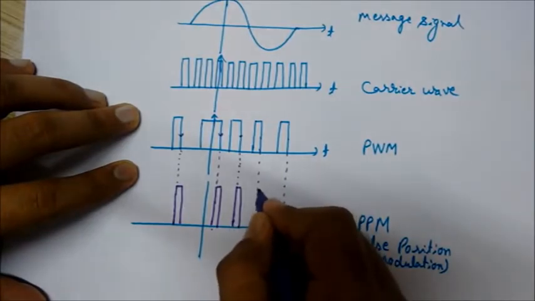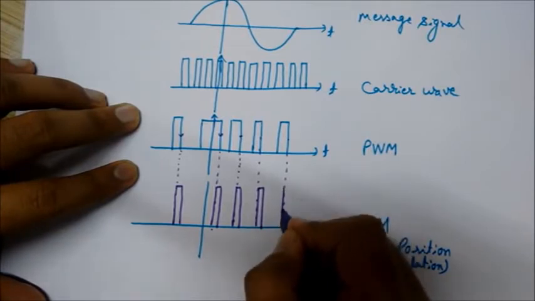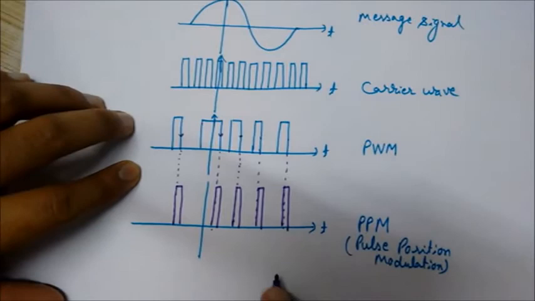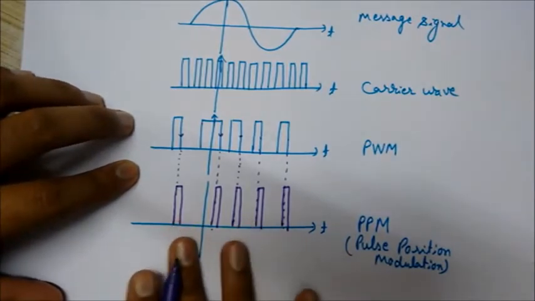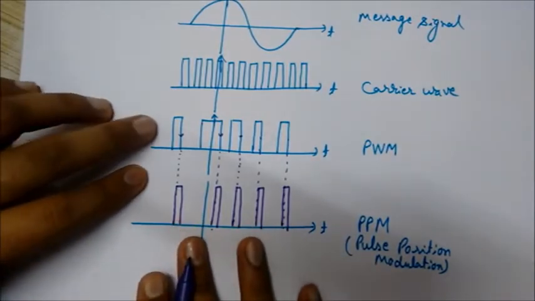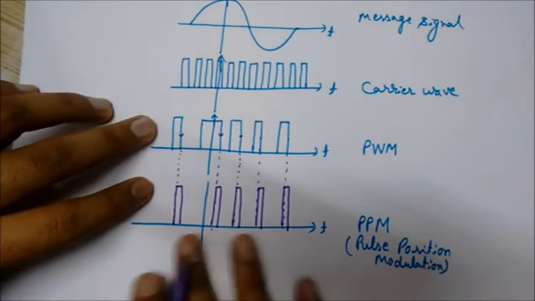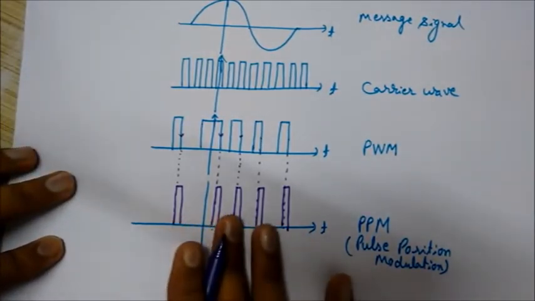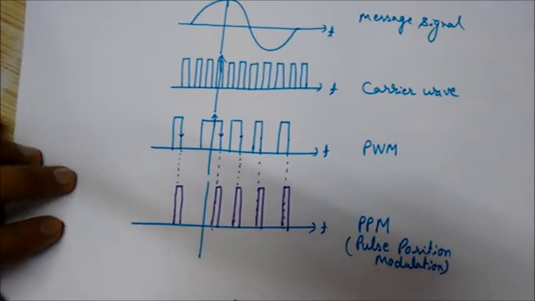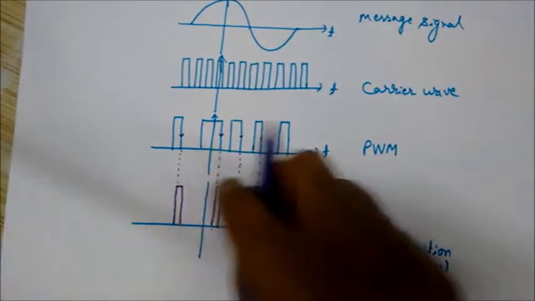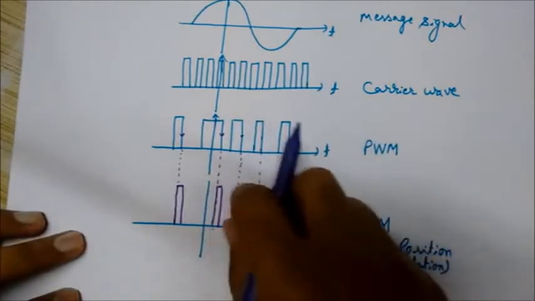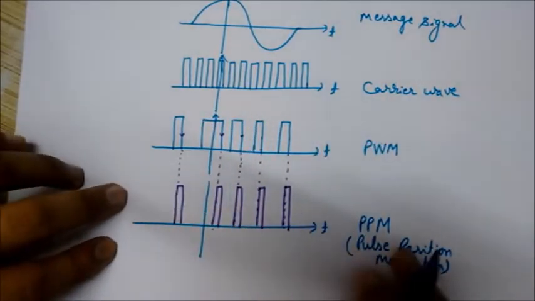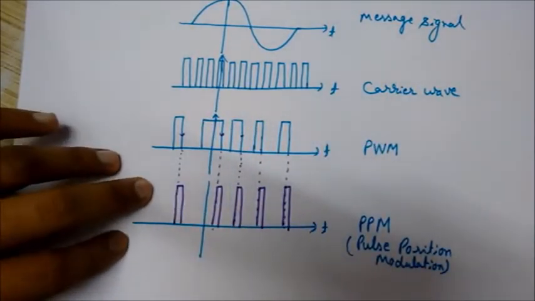Here I am not changing the amplitude, neither am I changing the width. I am just changing the distance between these pulses, or the position of these pulses on the horizontal axis. As you can see, the distance or the separation between these pulses is not constant in this case, but the amplitude is constant and the width is also constant. So it is PPM, pulse position modulation.